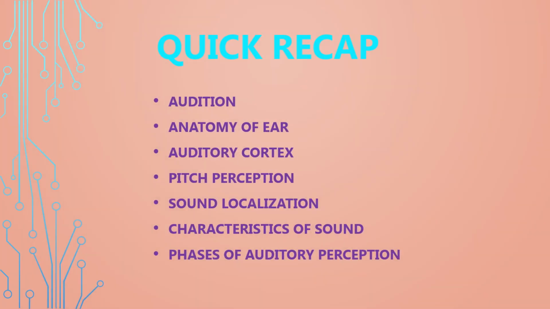Now let's have a quick recap of what we have learned. We have learned what audition is, then the anatomy or the structure of the ear, then how the nerve impulse is carried to the auditory cortex, then how we perceive pitch, how we localize the sound, that is, how to locate the sound, and then the characteristics of sound and the phases of auditory perception, the steps the brain goes through in perceiving sound.